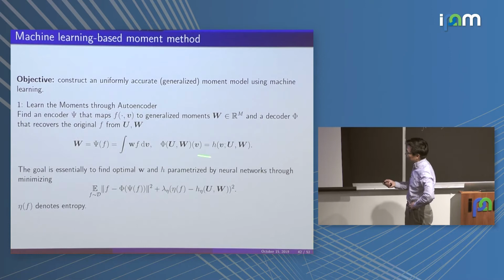So we do this in two steps. The first is to learn the moments through an autoencoder. Okay, so here you want to find the optimal set of W so that the moments, where W is now a general function, not necessarily polynomials anymore, so that the generalized moments created by this W function best represent the original distribution function. In other words, if you reconstruct the original distribution function using only W, the accuracy is maximized. So this is how we generate generalized moments.